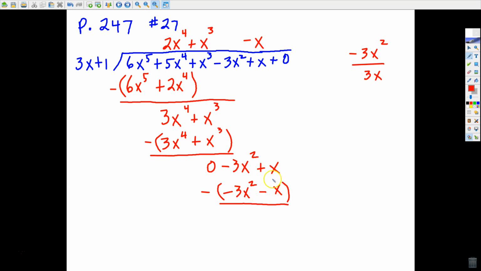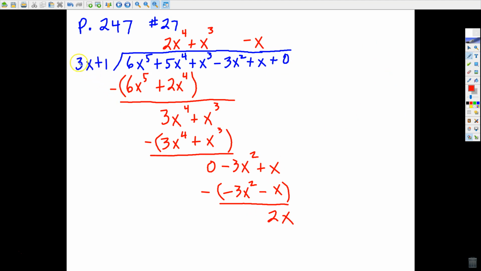Subtract, the x squares cancel. 1 plus 1x is 2x. Okay, and then of course we don't really need this. I'm kind of preparing you for tomorrow for our new topic. That's why I'm filling in all of the missing terms and in this case a missing constant. But if you wanted to bring down the plus 0, that would be okay.